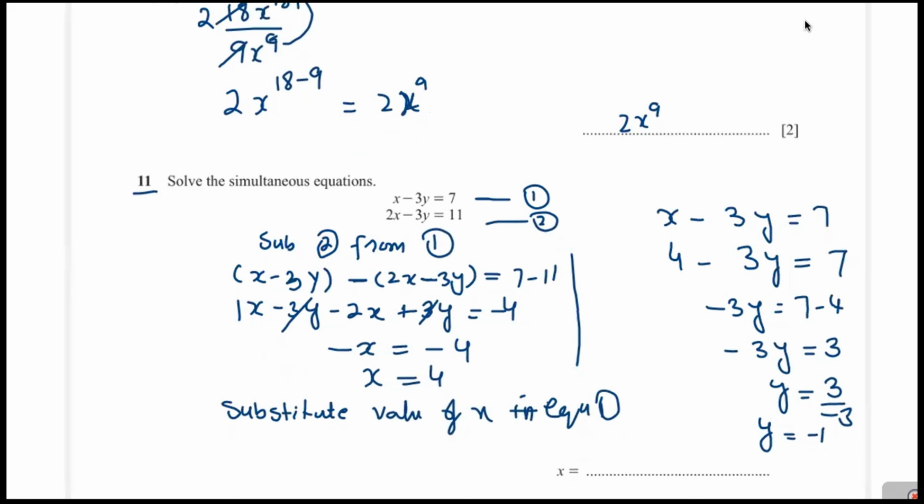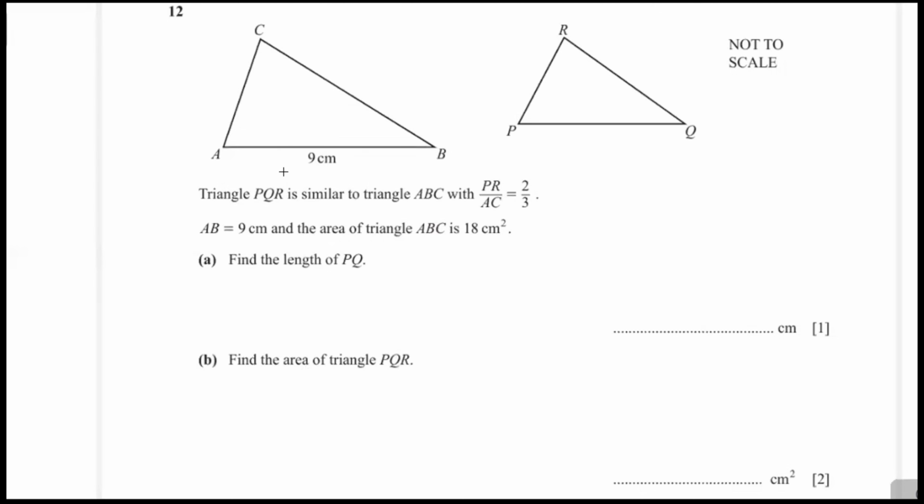Now we go to the next question. Question 12. Triangle PQR is similar to triangle ABC, with PR over AC equal to 2 over 3, and AB equal to 9. The area of triangle ABC is 18 centimeters square. Find the length PQ. Now you see here the triangle PQR is similar to triangle ABC. Therefore, the corresponding side ratios will be equal.